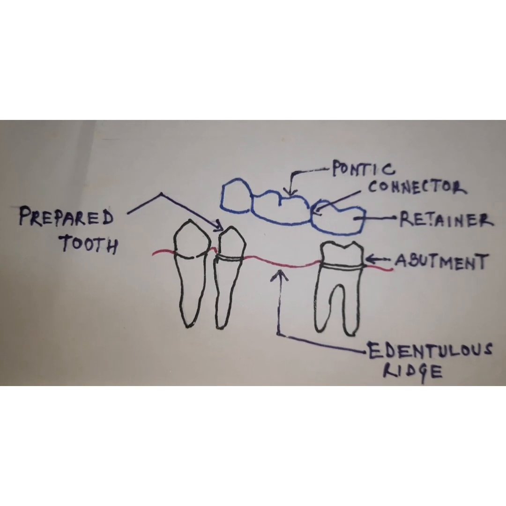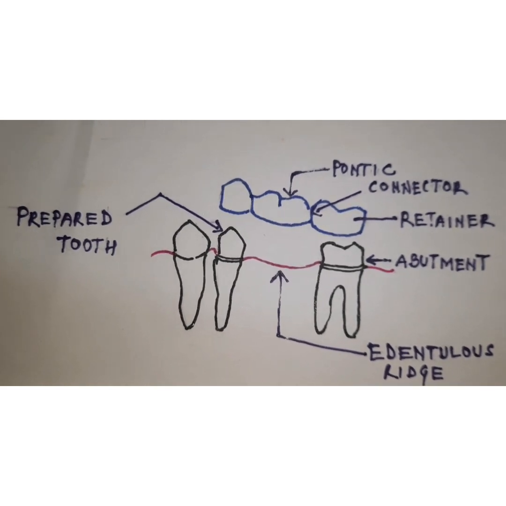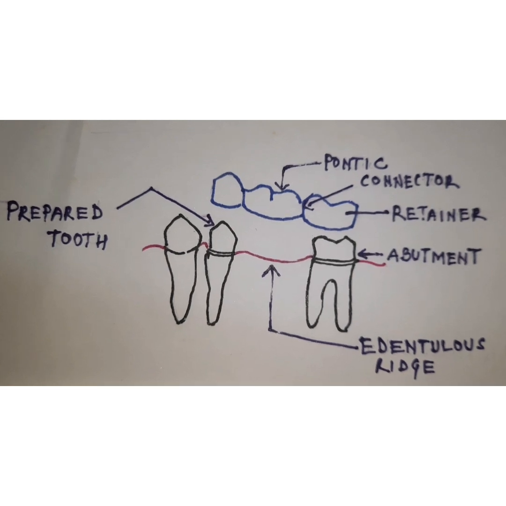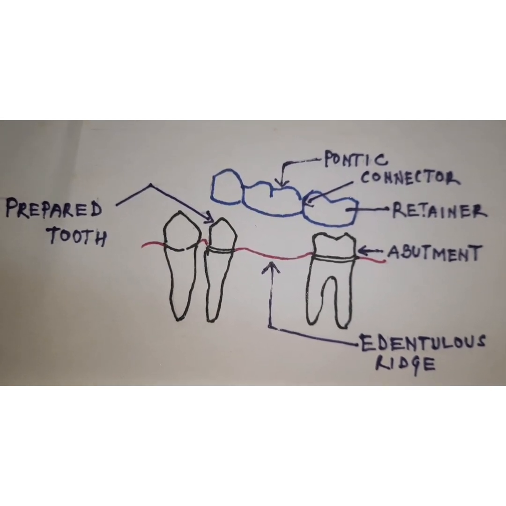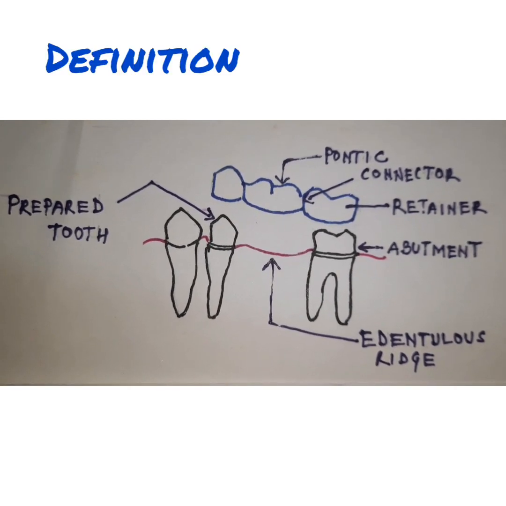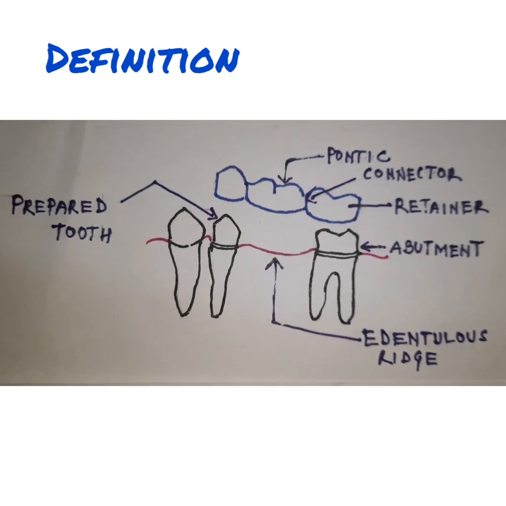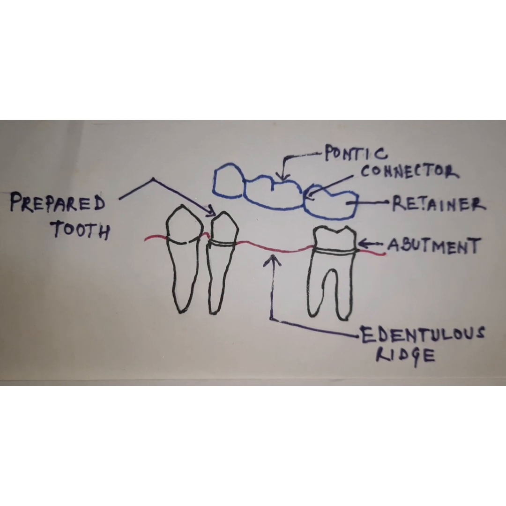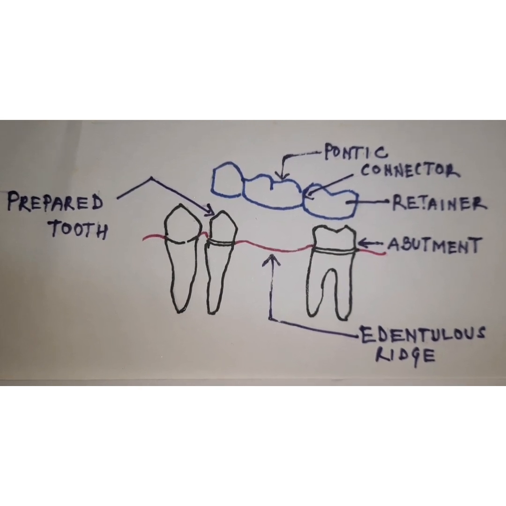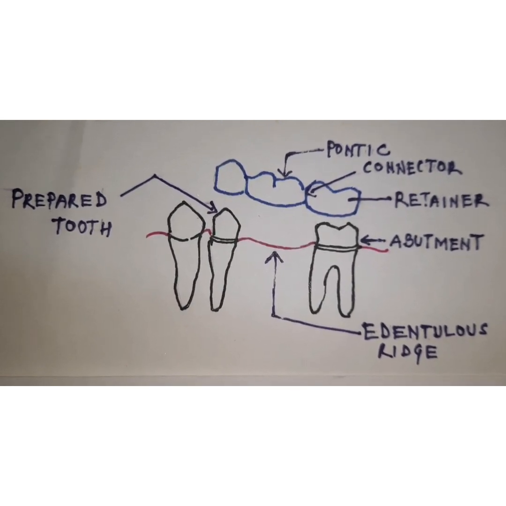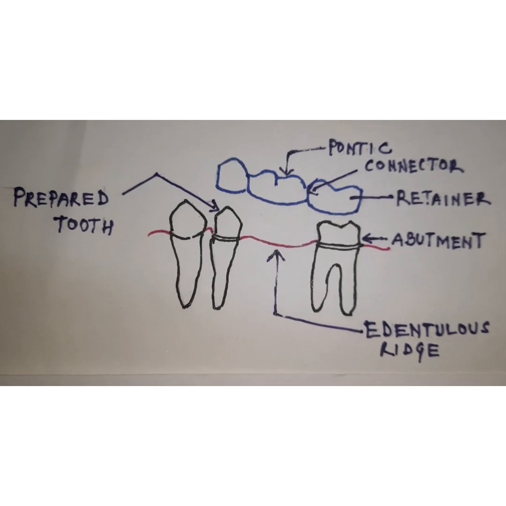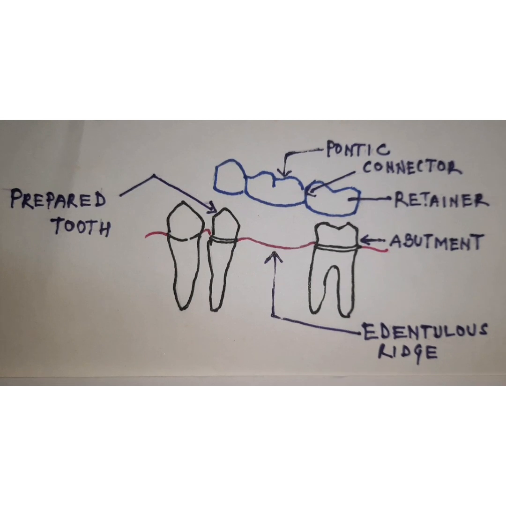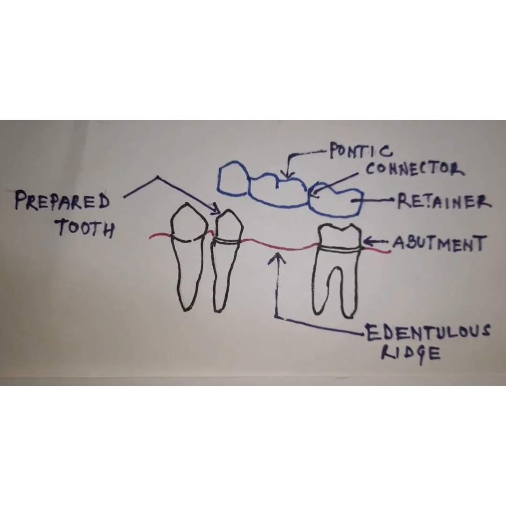So, fixed partial denture can also be called a fixed dental prosthesis or a fixed bridge, and by definition it is any dental prosthesis that is luted, screwed or mechanically attached or otherwise securely retained to natural teeth, tooth roots and or dental implant abutments that furnish the primary support for the dental prosthesis. So this is by definition.